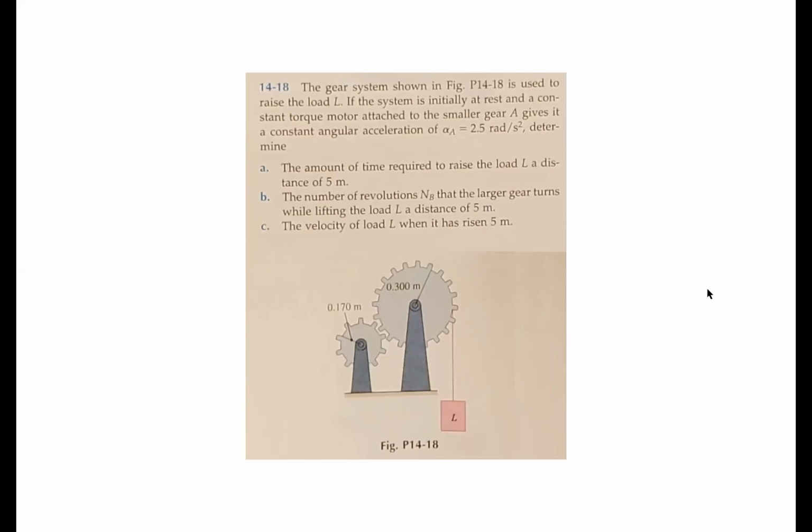This is problem 14-18. The gear system shown in the figure below is used to raise the load L. If the system is initially at rest and a constant torque motor attached to the smaller gear A gives it a constant angular acceleration of alpha A equal to 2.5 radians per second squared, determine: A, the amount of time required to raise the load L to a distance of 5 meters; B, the number of revolutions that the larger gear turns while lifting the load L a distance of 5 meters; and then the velocity of load L when it has risen 5 meters.